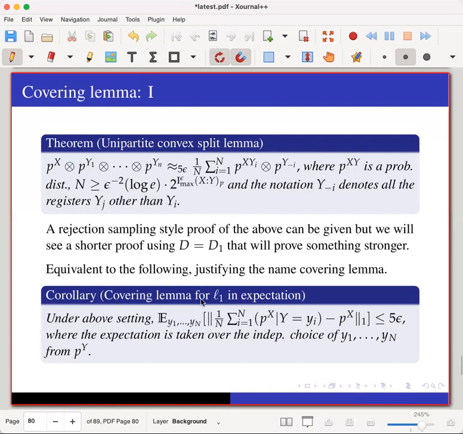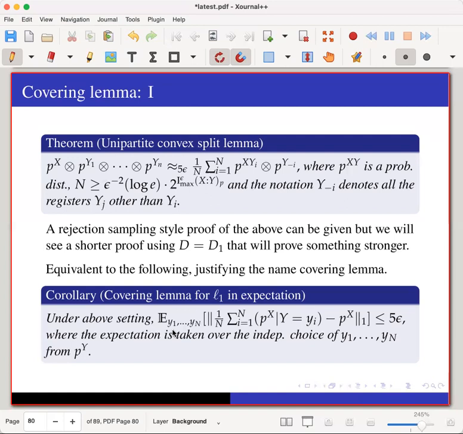Now, why am I calling it L1 in expectation? It says that the sample average is close to the marginal in L1 distance. This is a much stronger statement than saying that some mutual informations are small. So that is the L1. And in expectation means: if you look at this L1 distance, of course, it's a function of your particular sample Y1 to Yn. The expected L1 distance is less than epsilon. So it's a covering lemma for L1 in expectation.